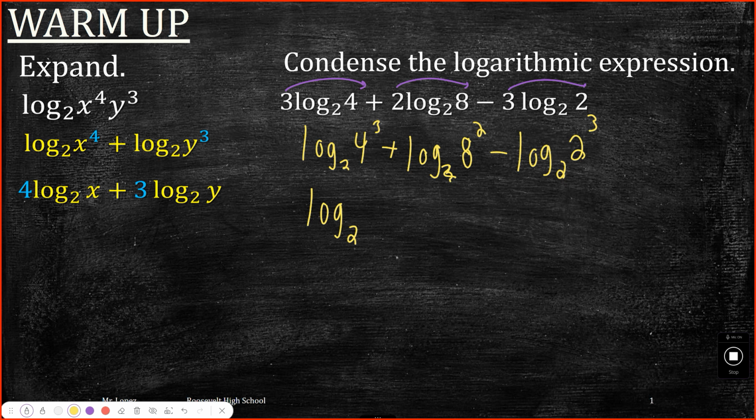So 4 is the same as 2 squared, but then you already have a 3. So squared will be 2 times 3. Would it be 2 to the 6? Let's go 2 to the 6, no? They're multiplied. So this is going to be log base 2.